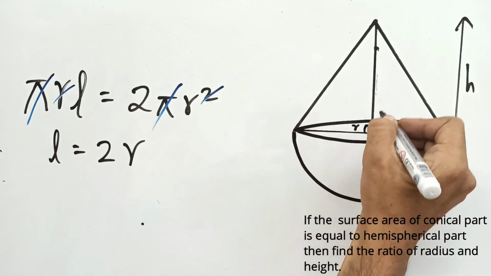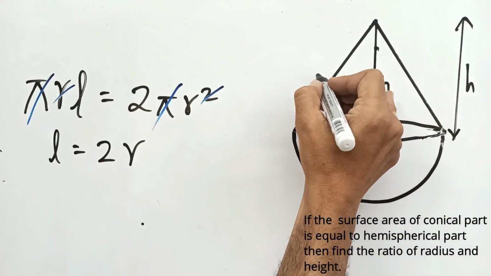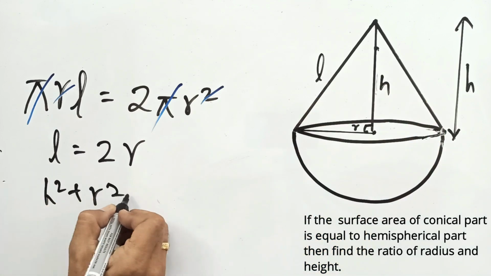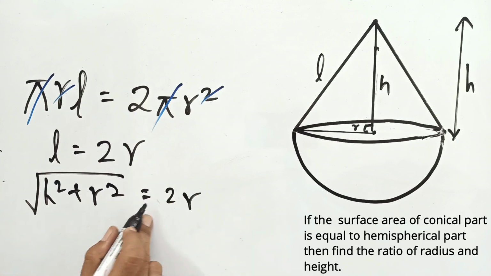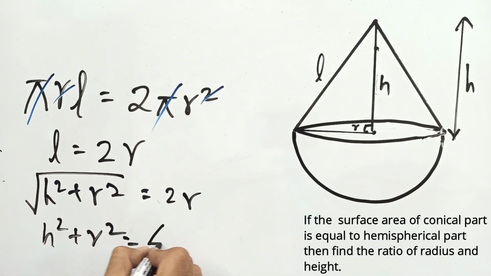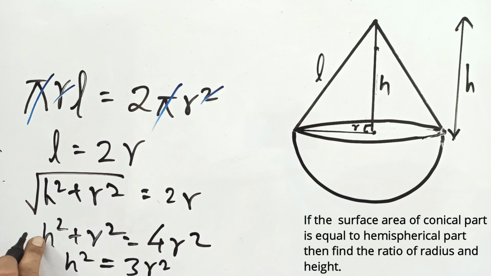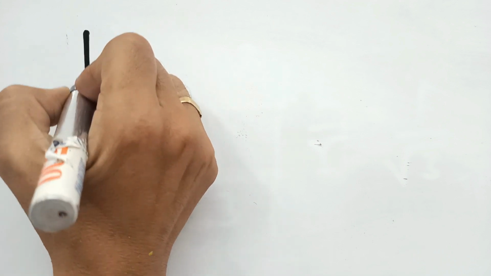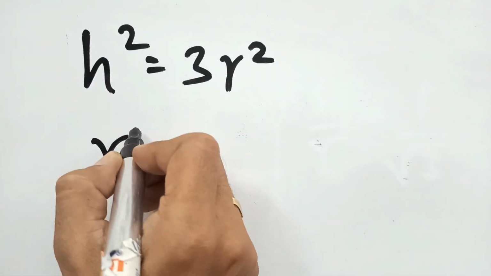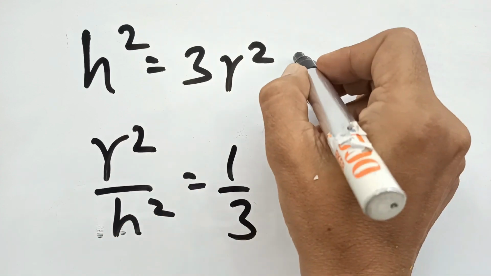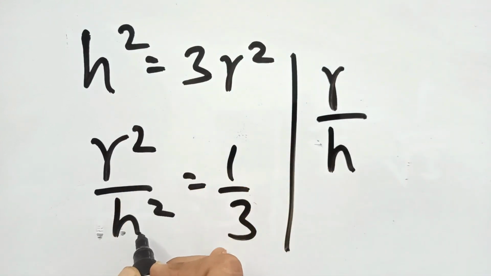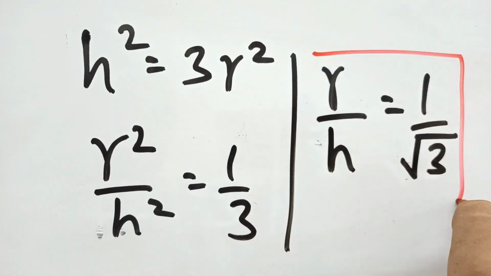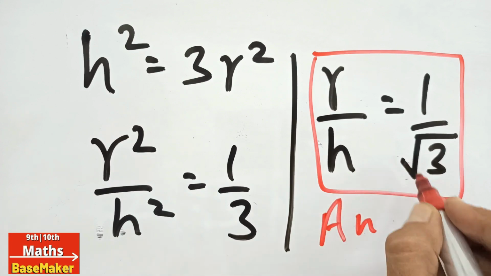Now using Pythagoras, this is H, this is R. L is equal to square root of H square plus R square. Now squaring both sides, H square is equal to 4R square minus R square, which is 3R square. Now concentrate on the calculation part. R square upon H square is 1 upon 3, so R upon H will be 1 upon root 3. So this is the ratio 1:√3.